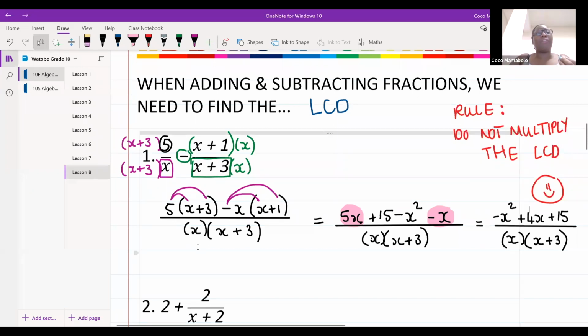Somebody says, ma'am, where did the 4x come from? Stacy, look here. Remember, I had to add like terms over here. I've got 5x minus x. What is 5x minus x? It's going to give me 4x, because I have to add like terms. When I'm simplifying anything, then it becomes like that.